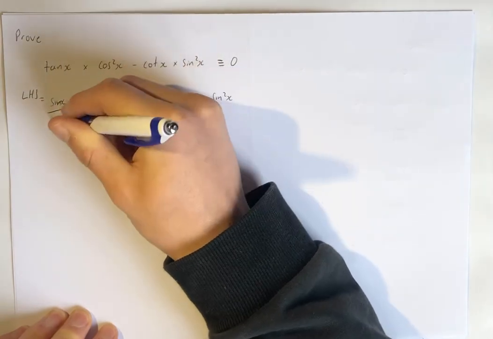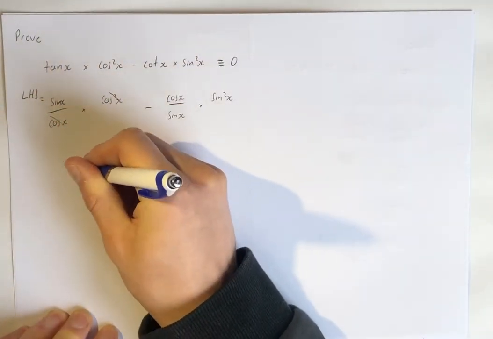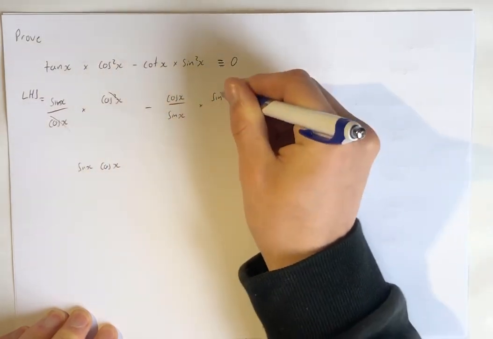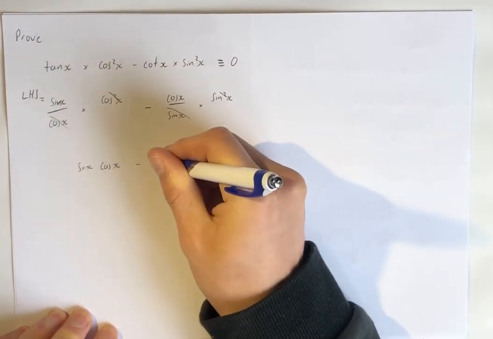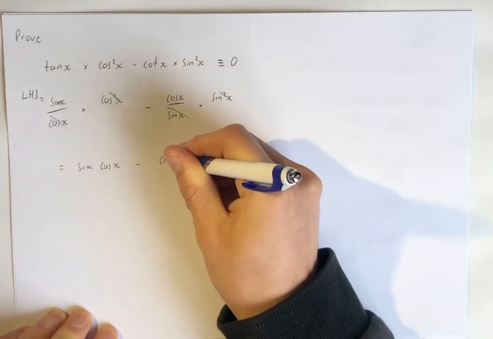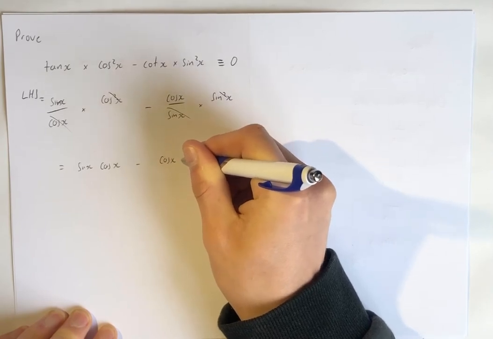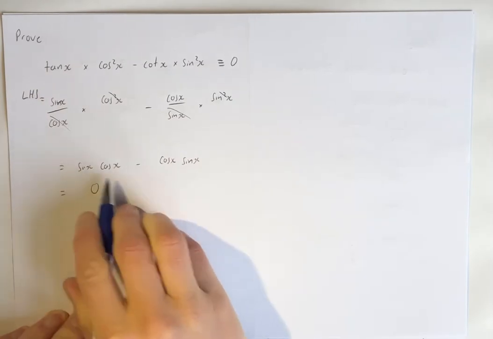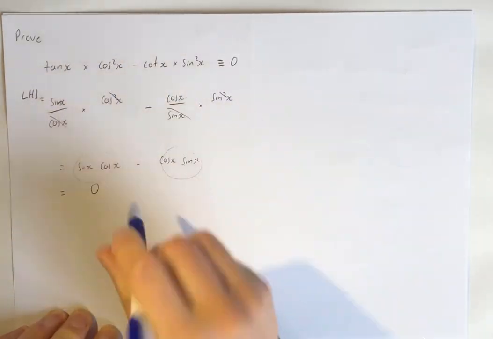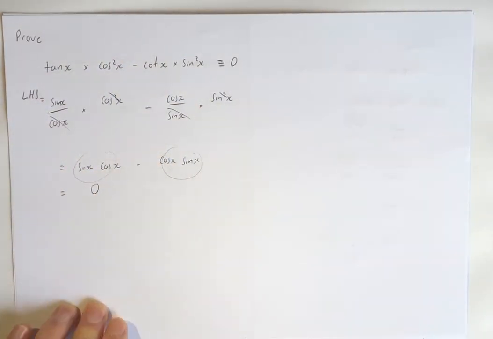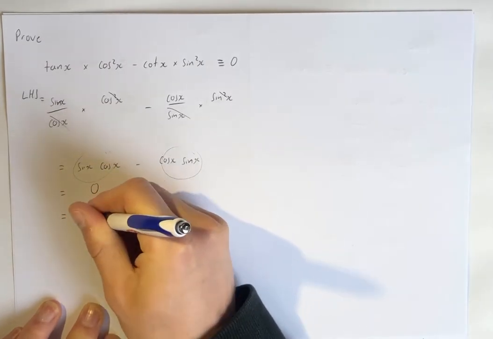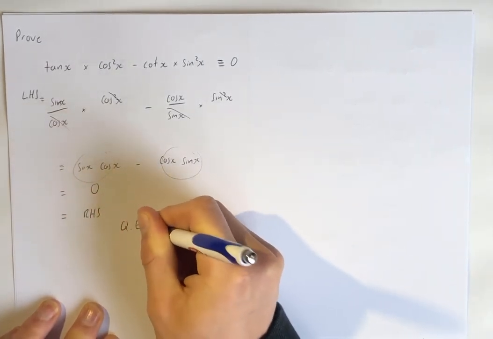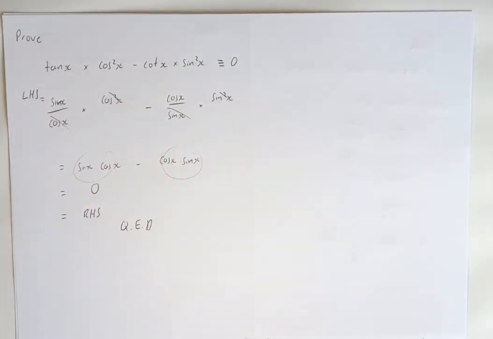One of those powers is going to cancel with that sine, so here I have sine x cosine x, and here a similar thing happens. I have cosine x sine of x, and so those are obviously the same thing, because order doesn't matter in multiplication of trig functions. And we have the right hand side. And the other way you can end proofs is QED.